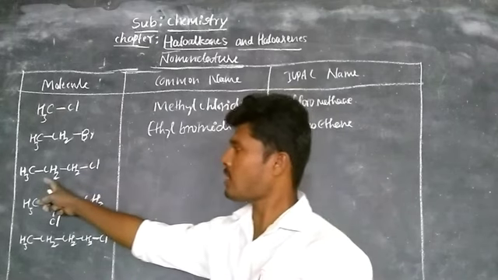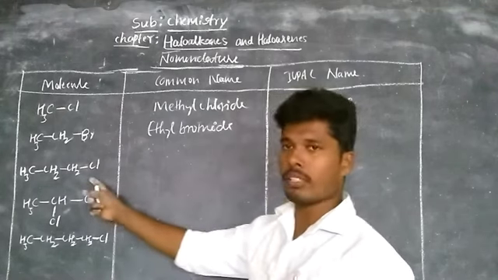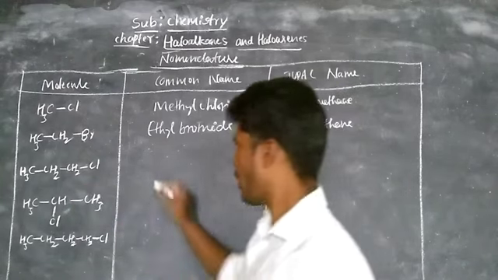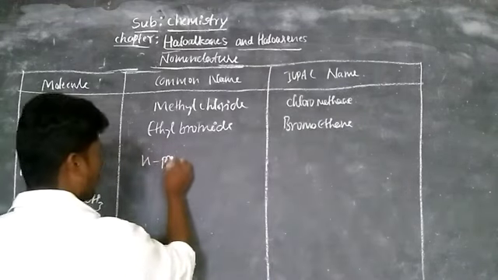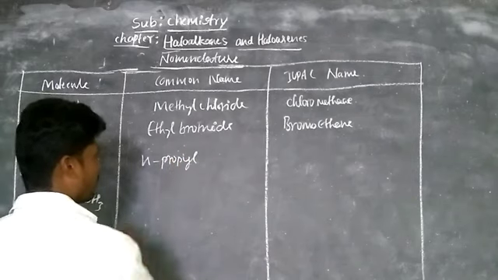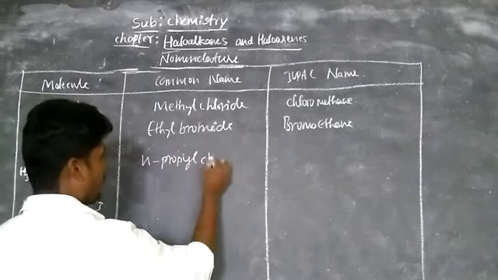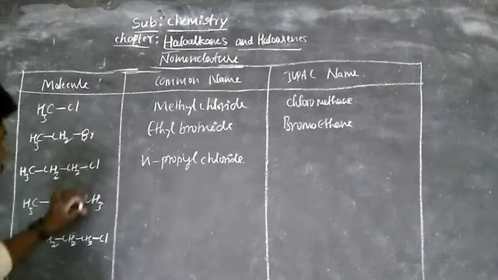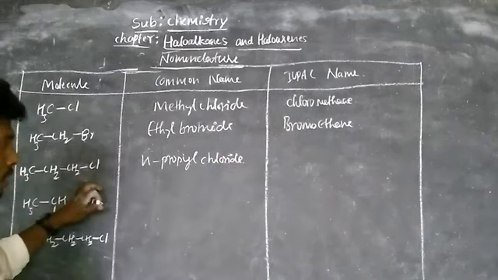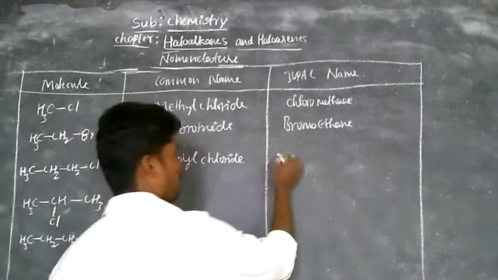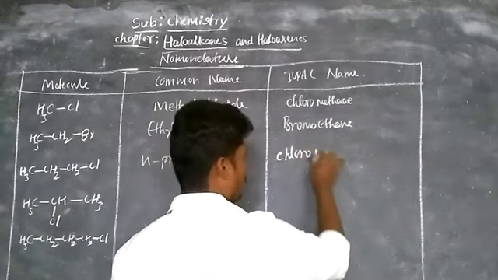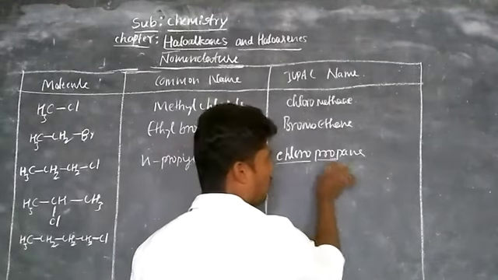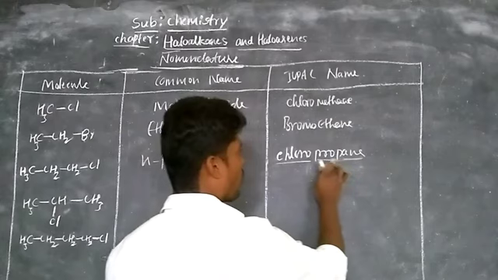You should write first the root word, that is n. It is a linear chain, so we call it normal, that is n-propyl chloride. Similarly in IUPAC name, 1, 2, 3, that is chloropropane. Got it? First halo, then root word, then ane, that is chloropropane.